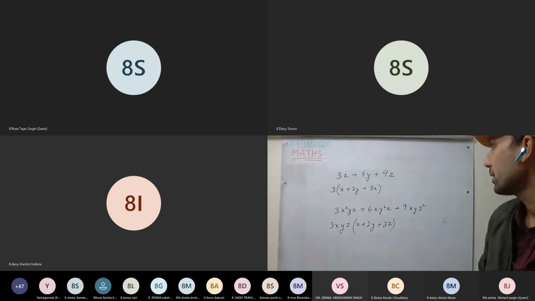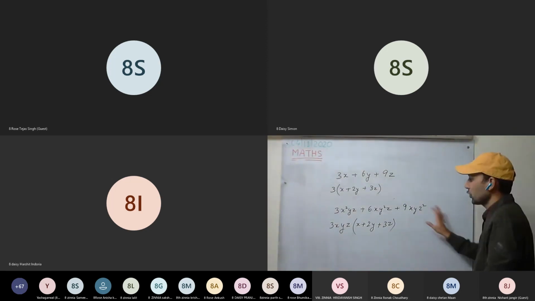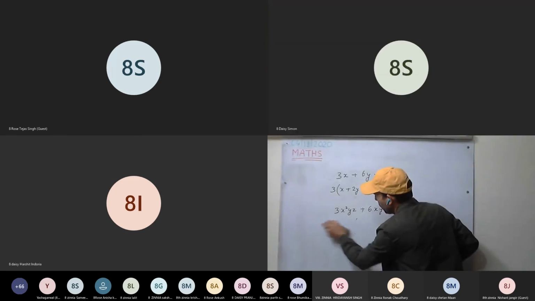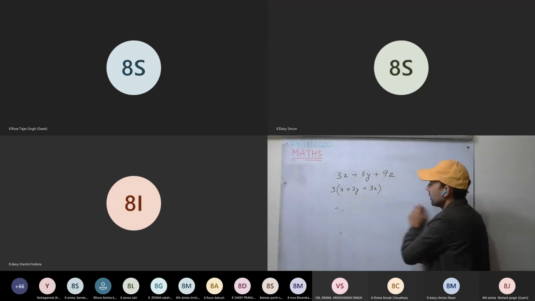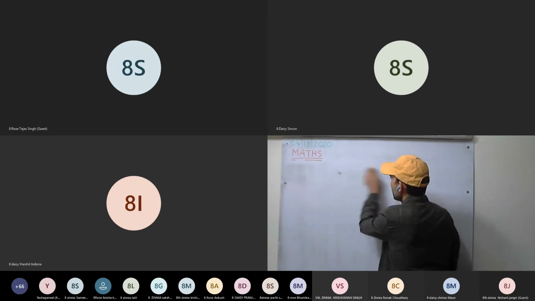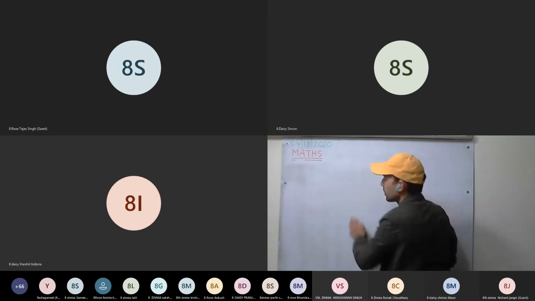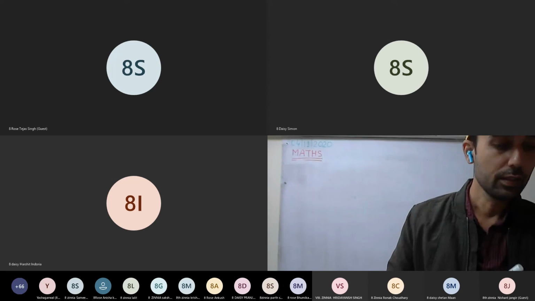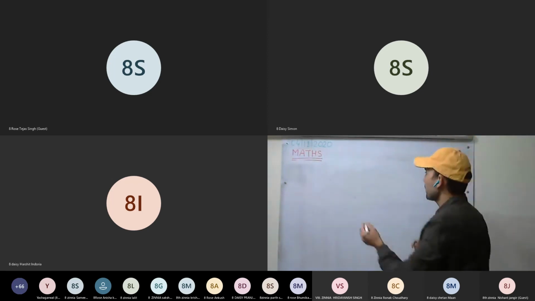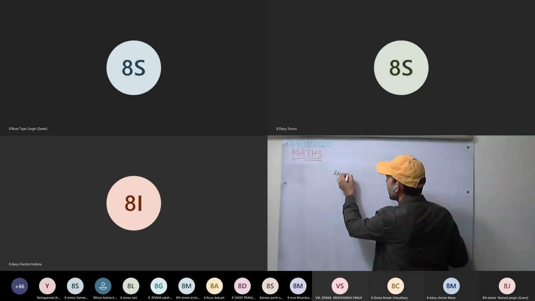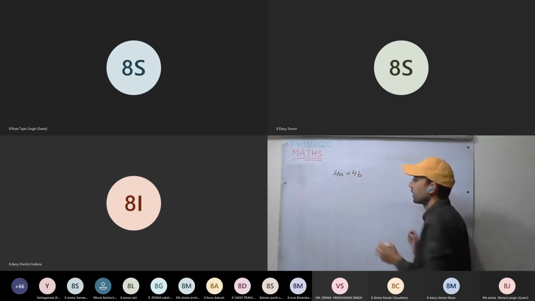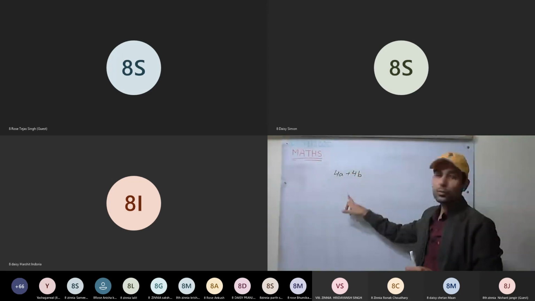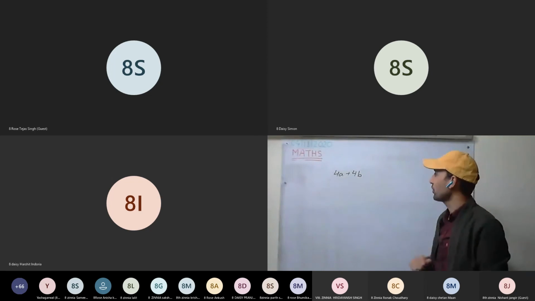Anyone have doubt in factors? How to find? Okay, so let's start the exercise now. Take the first question, everyone. 4a plus 4b. Everyone start doing. I'm giving you 20 seconds for this question. Solve it fast.